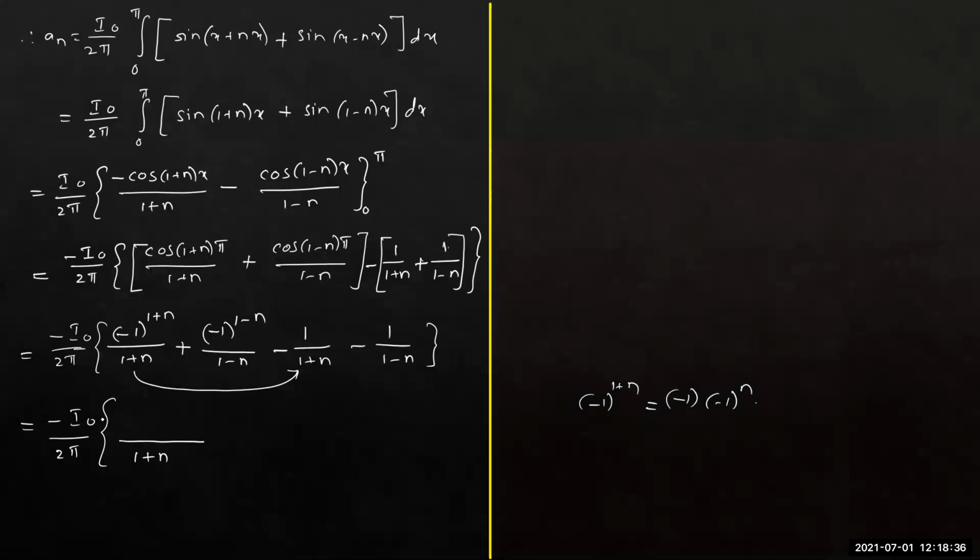So I'm writing it for my convenience. It is minus of minus 1 to the power of n, right? Minus of minus 1 into this is minus of minus 1 to the power of n. And here we are getting one more minus 1. Then plus, if you write the remaining two terms together by taking 1 minus n as the LCM, what happens here? The same story: minus 1 to the power of 1 minus n can be written as minus 1 into minus 1 to the power of n. So it is minus of minus 1 to the power of n minus 1.